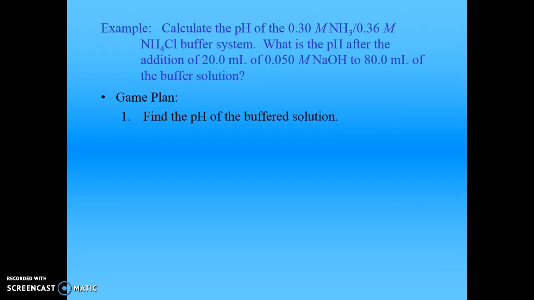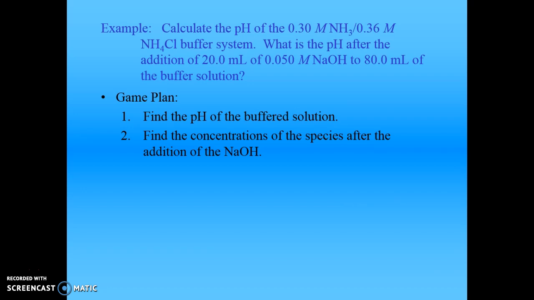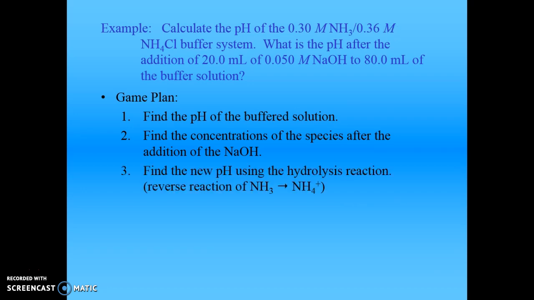First and foremost, the pH of the buffer before we added sodium hydroxide. Then we want to figure out the concentrations of all the species after the addition of sodium hydroxide. So this is going to be similar to what you did with titrations. And then we want to find the new pH using the idea of the hydrolysis reaction. So that's the reverse reaction.